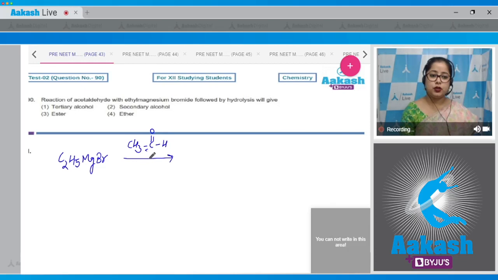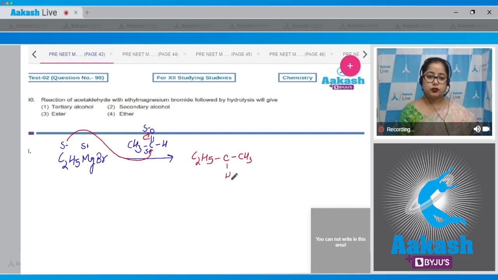We know that this carbonyl carbon has delta positive and oxygen has delta minus. In the Grignard reagent, carbon is delta minus, magnesium is delta positive. Now students, this ethyl group will attack the carbonyl carbon and this bond will shift towards oxygen. So the product obtained is C2H5-CH(CH3)-O minus, and this MgBr will be here forming an ionic bond with oxygen.